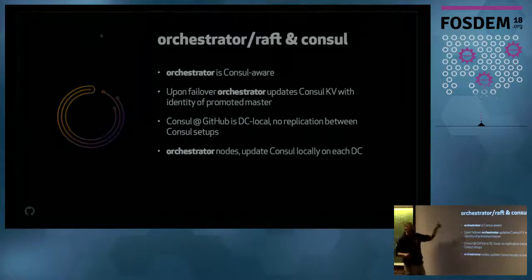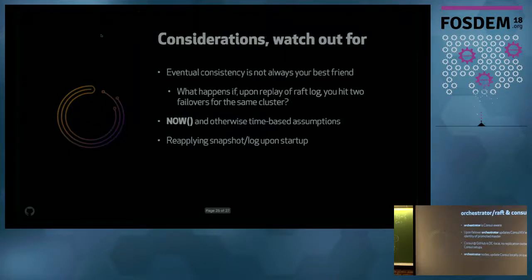Now, the Consuls in the different DCs don't talk to each other. But the fact that orchestrator is deployed in each DC enables us to locally update each Consul in its own DC through the Raft mechanism. So that's nice. How am I with time?